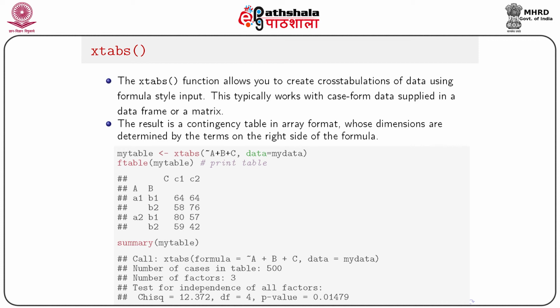And you can even get the summary of the table. That summary will give you the number of cases, which is 500, the number of factors, 3, and the test of independence of all factors, the chi-square. So summary will give you the summary of the table, along with the chi-square test of independence.